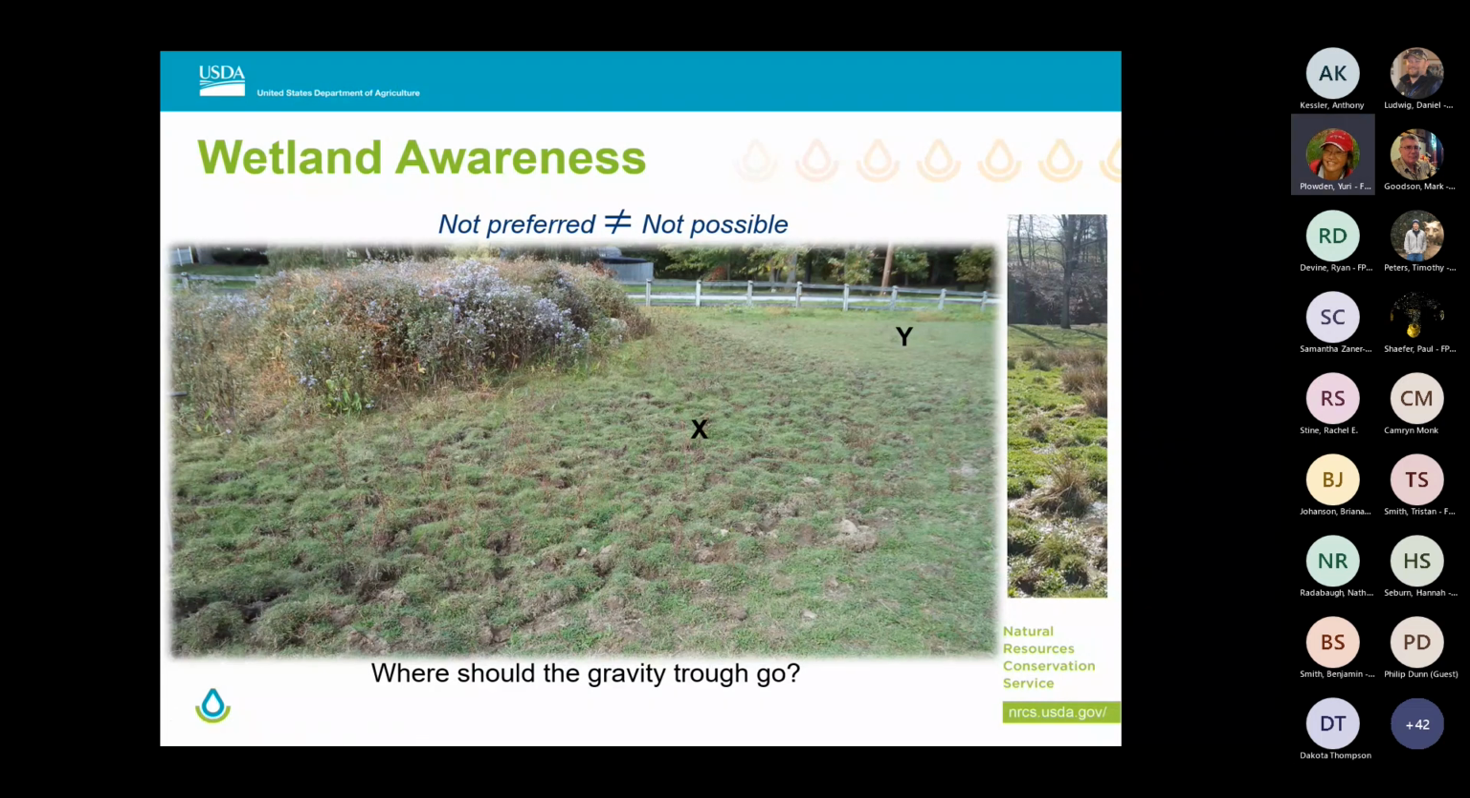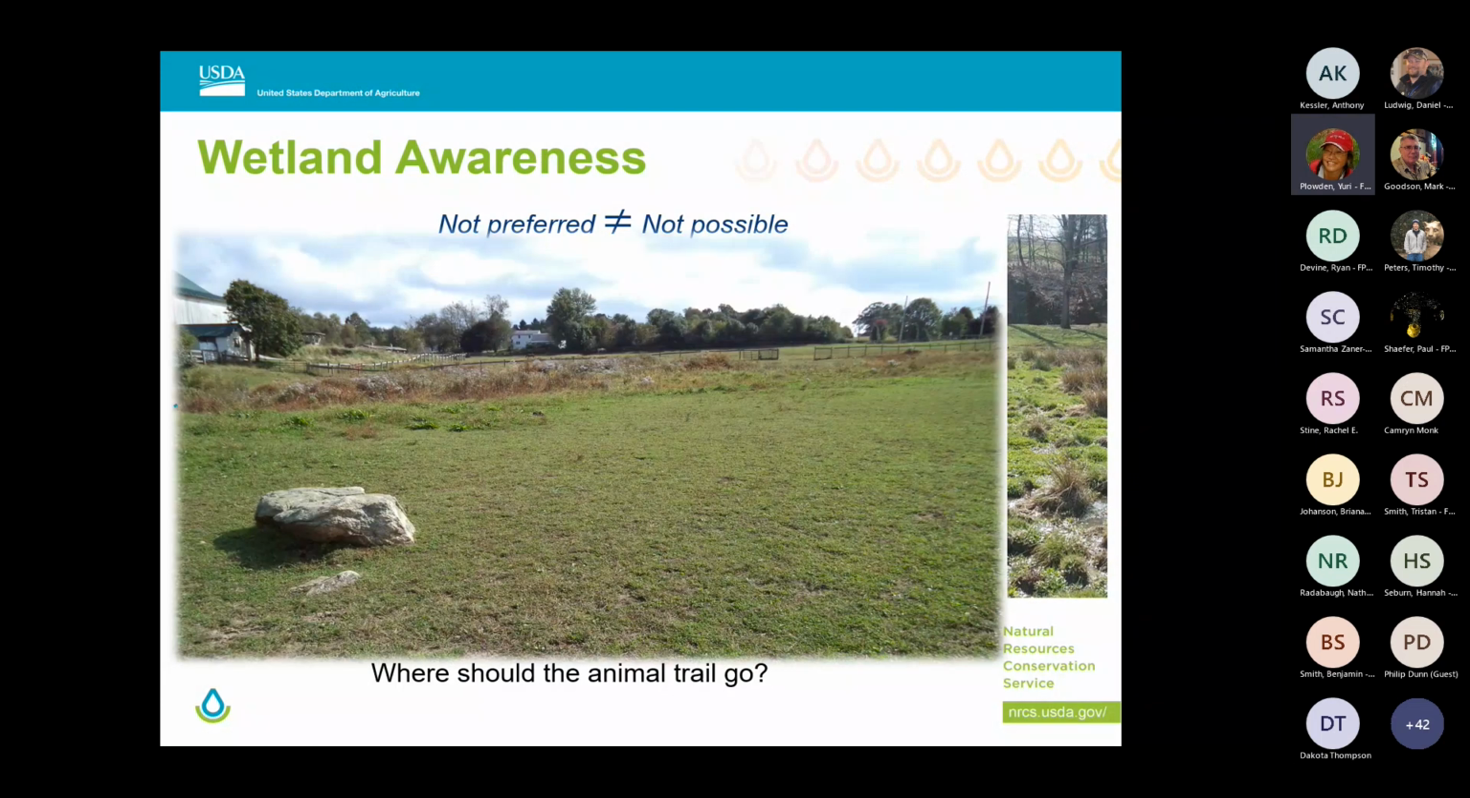Again, the farmer might not prefer to have it up here, but that's not the same as it's not possible to have it up here. So we are avoiding the wetland. It is possible to avoid the wetland, so we avoid it. Okay, again, not preferred does not equal not possible.